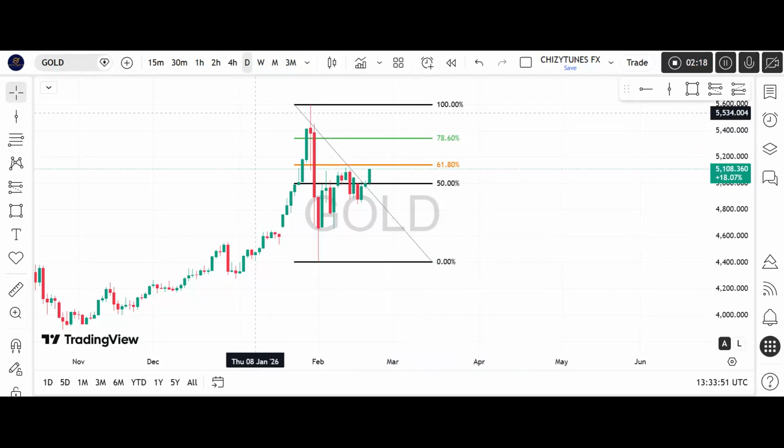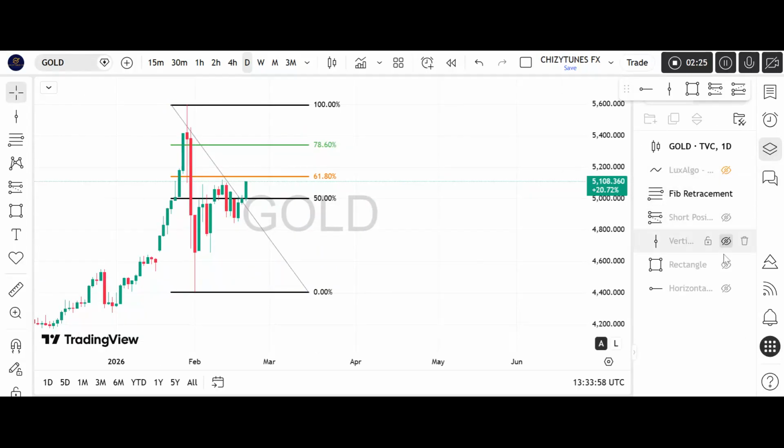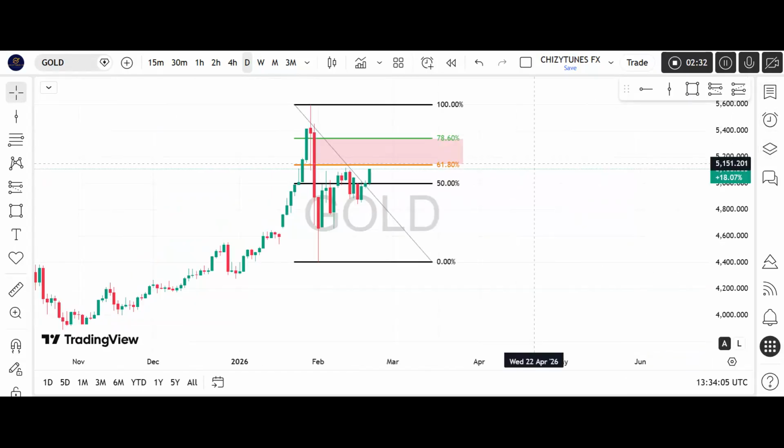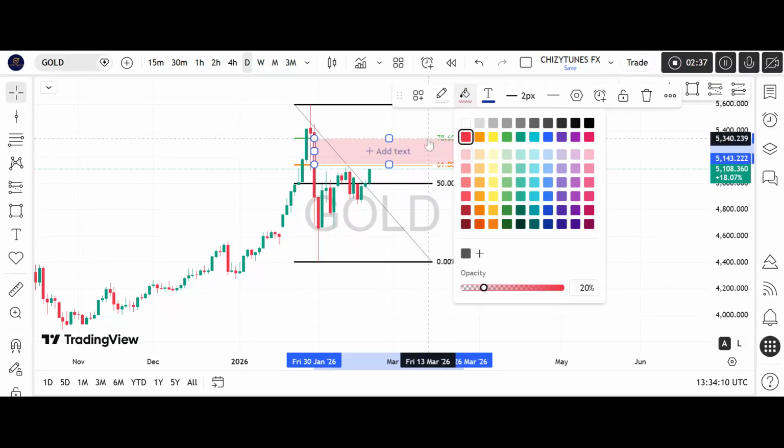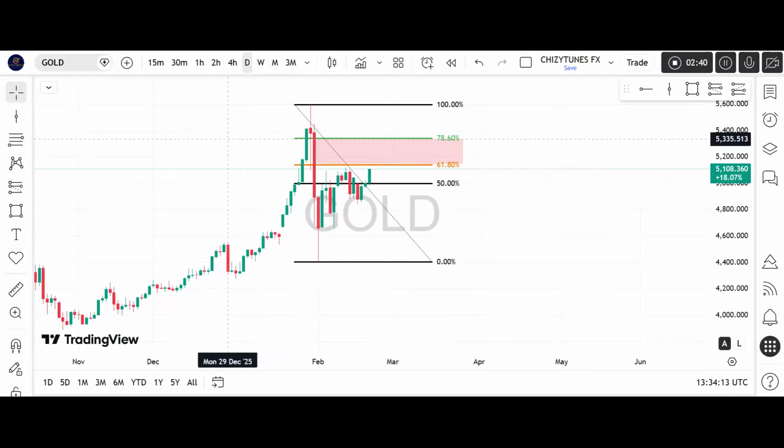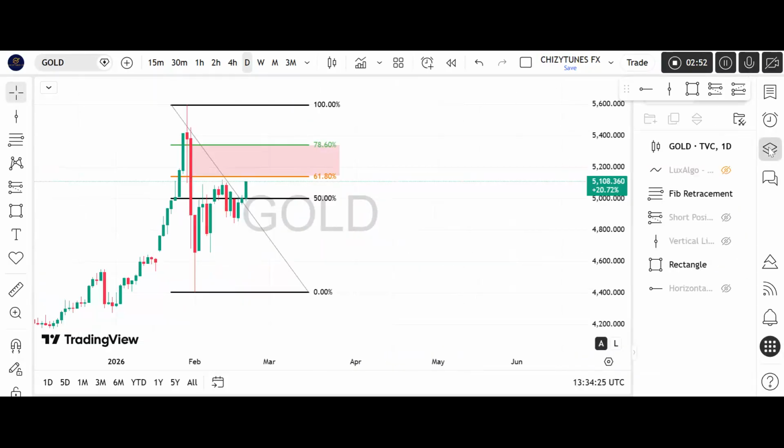So first of all, let's map out this zone. This is our golden zone, just like I've already mapped out. So we have it here. Now, like you can see, this is my golden zone. I want to paint it red because it's going to be a resistance zone, because price is going to sell from there. From what we have right now, I can take this off.